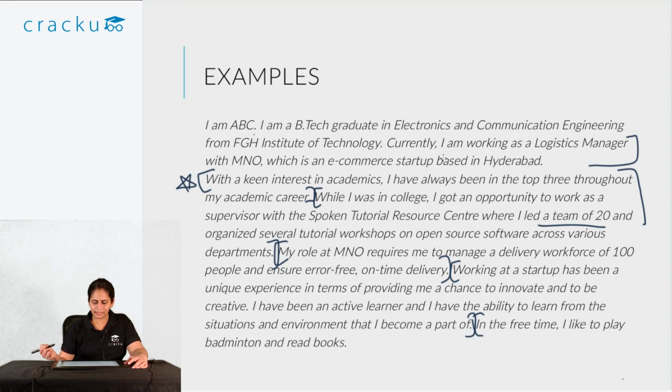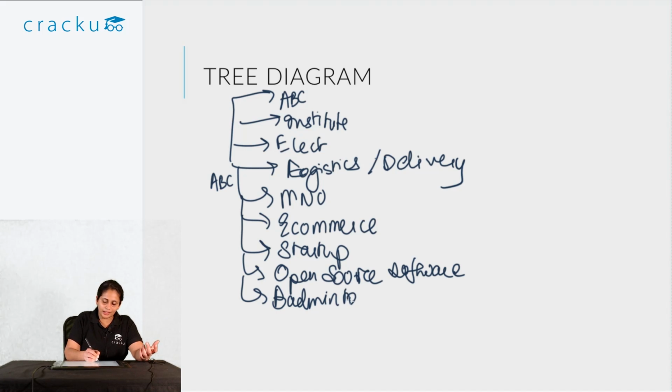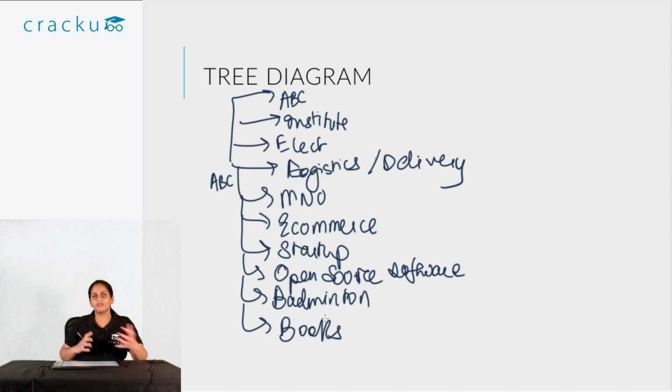So for this person, that last hook is badminton and books. Books is not really a good hook, because it's not something that you can control. The field is too wide apart.